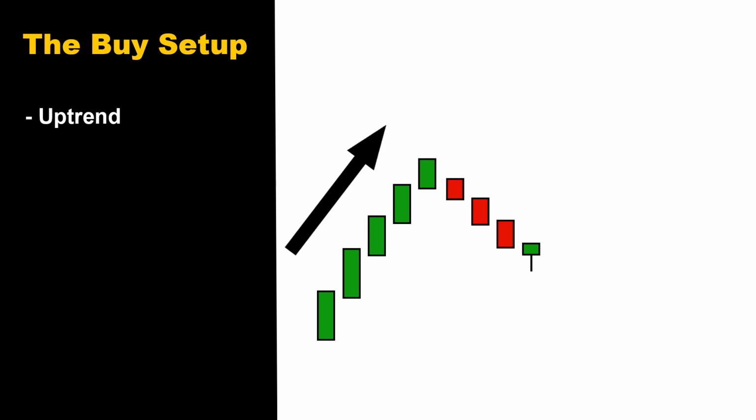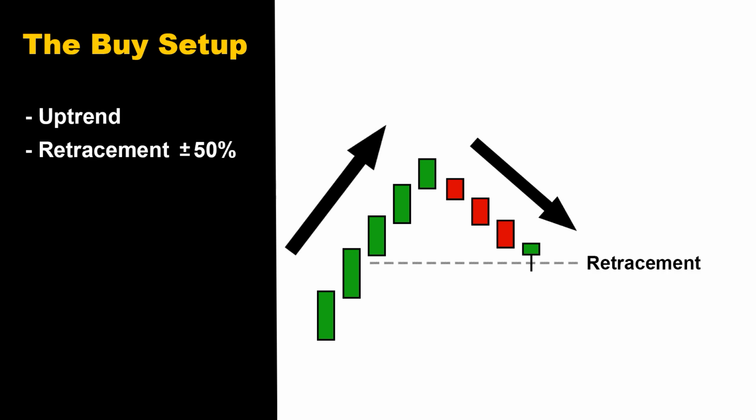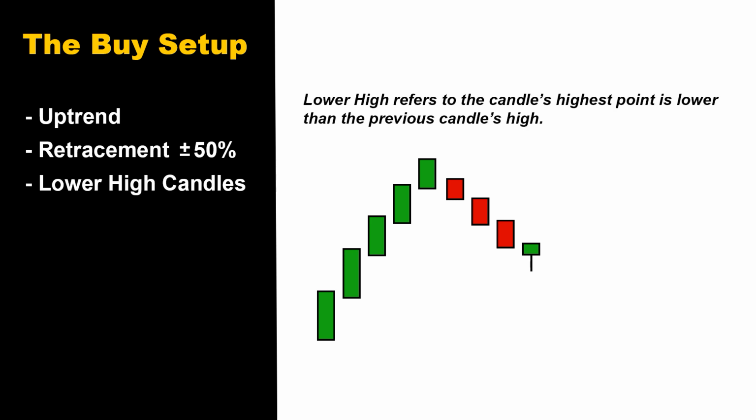So the stock has to be on an uptrend, and what we want on the pullback ideally is around a 50% retracement of the previous move. And you want it to be made up of multiple lower high candles. Lower high means the highest point in the candle is lower than the previous candle's high. So this bar's high is lower than the previous bar's high, and this bar's high is lower than its previous bar's high, and so on. And we want to see it consecutively.